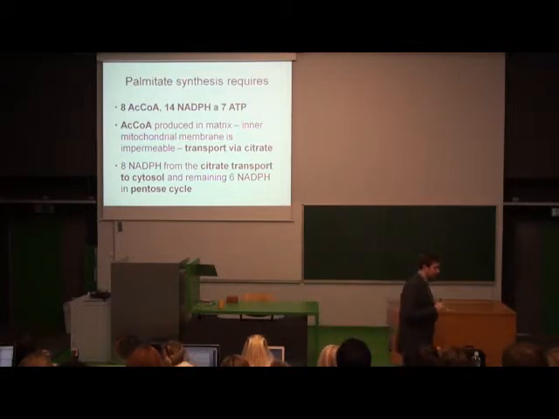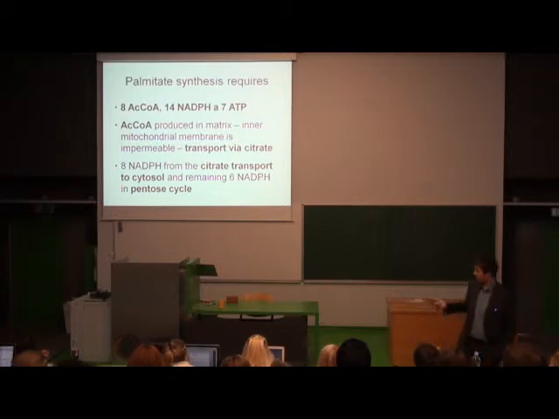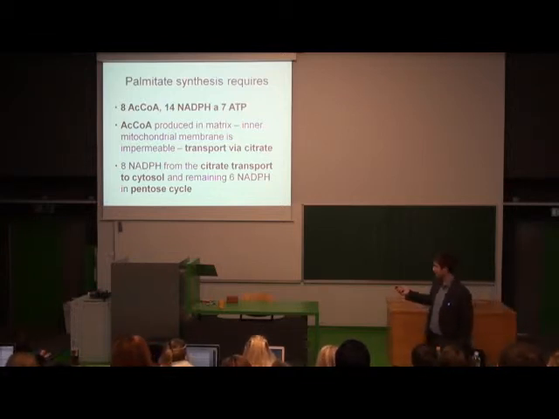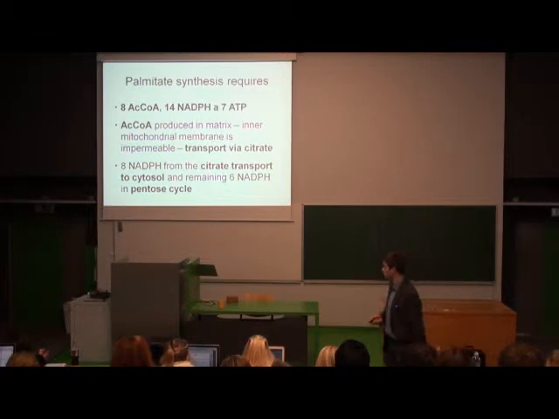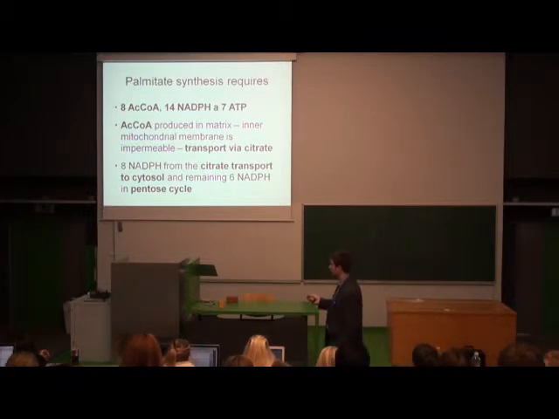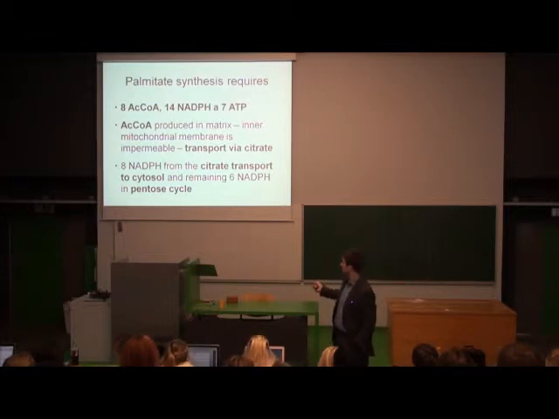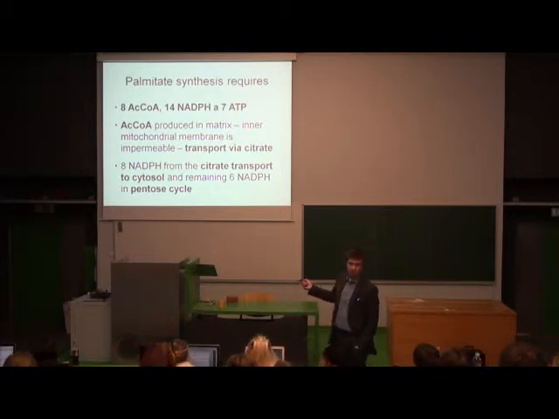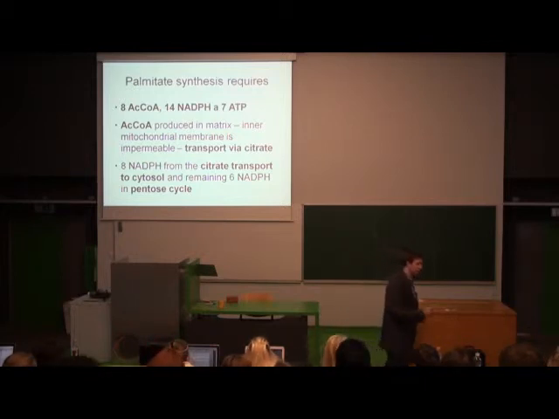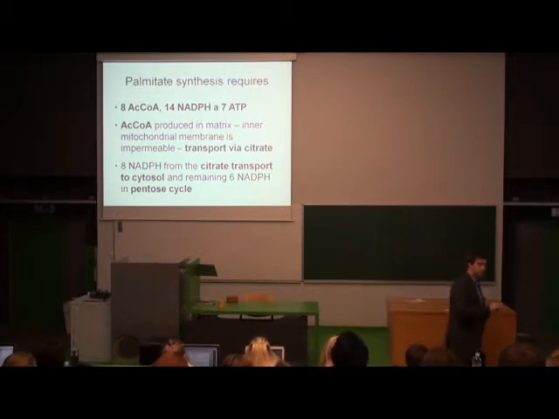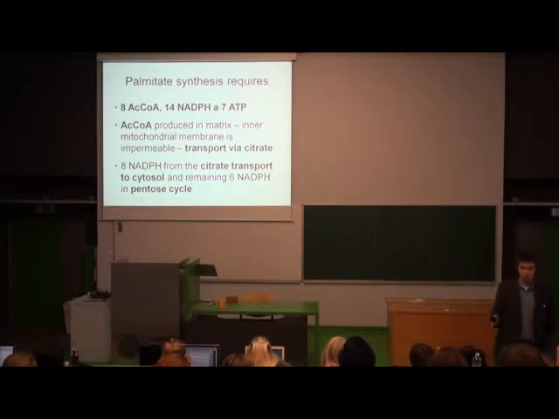This citrate shuttle is very nice shuttle, for this transport is also able to produce 8 molecules of NADPH, and it means that from the pentose cycle we need only 6 molecules to gain these 14 molecules, yes. So the function of citrate shuttle is not only to transfer acetyl coenzyme A from matrix to cytosol, but also to produce the NADPH.